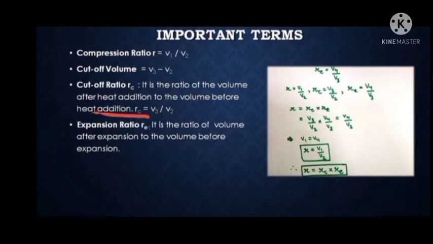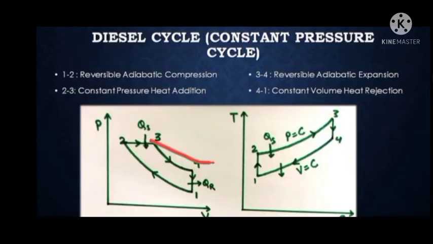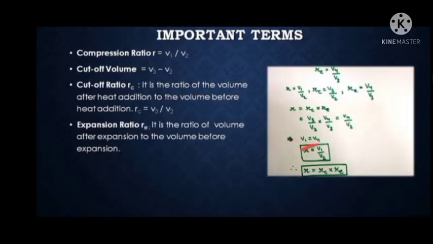So we have to find a relation between these three terms, between compression ratio, cutoff ratio and expansion ratio. As we have already discussed, expansion ratio is V4 by V3, compression ratio is V1 by V2, cutoff ratio is V3 by V2. We can always write compression ratio is equal to cutoff ratio into expansion ratio. Cutoff ratio is V3 by V2, expansion ratio is V4 by V3. So we can write here V4 by V2. We can cancel V3. So the compression ratio is V4 by V2. But V1 is equal to V4. So the compression ratio is V1 by V2. So therefore the final answer is compression ratio is equal to cutoff ratio into expansion ratio.